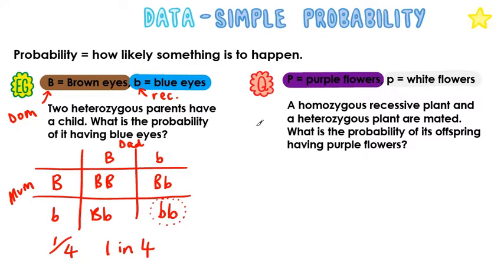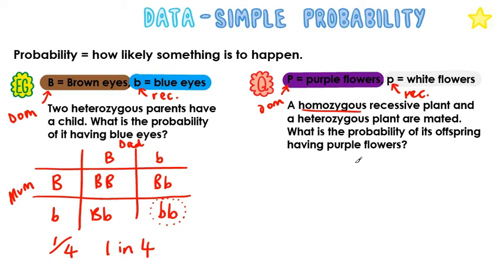Ready? Okay, so a homozygous recessive plant and a heterozygous plant are mated. What is the probability of its offspring having purple flowers? So we can see that the big P for purple is our dominant allele, and the little p means that white flowers are recessive.